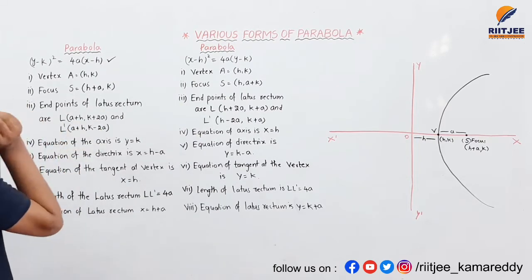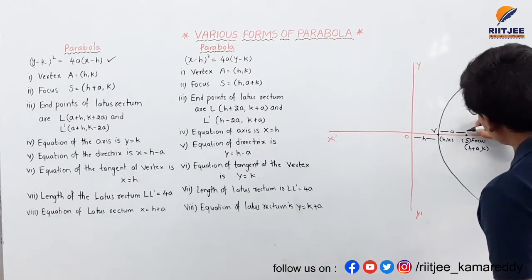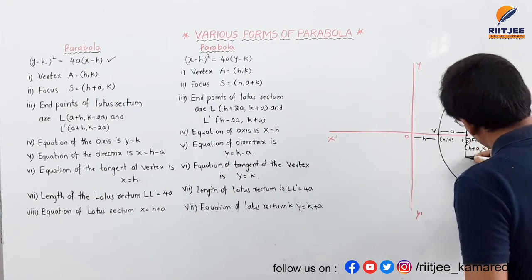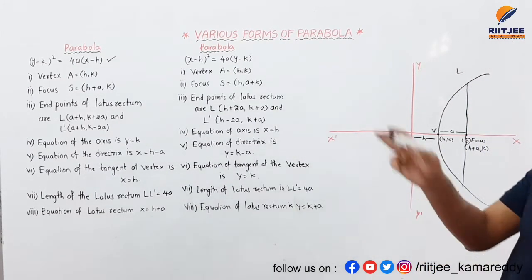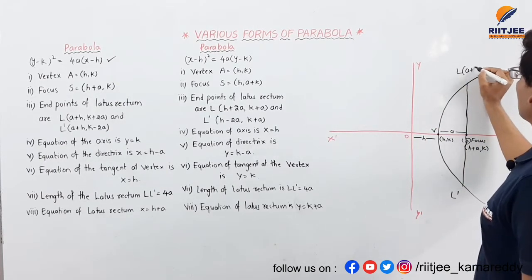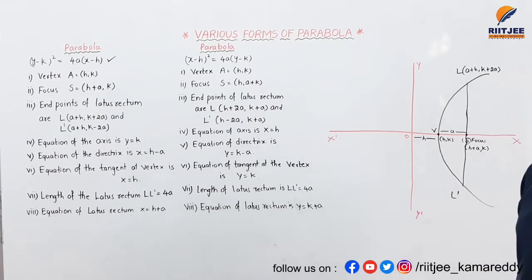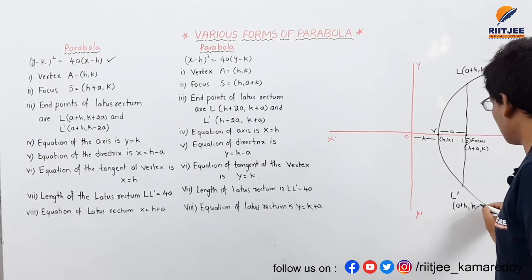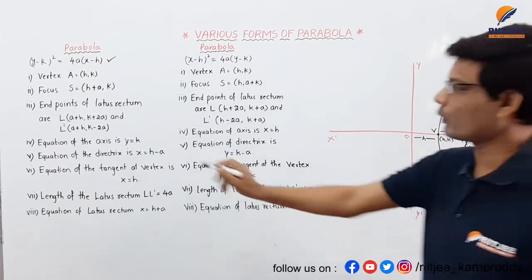The end points of the latus rectum: the latus rectum is the line passing through the focus and intersecting the two sides of the parabola. This is L and this is L dash. One end point is a plus h comma k plus 2a. The other is a plus h comma k minus 2a. These are the two end points of the latus rectum, L and L dash.